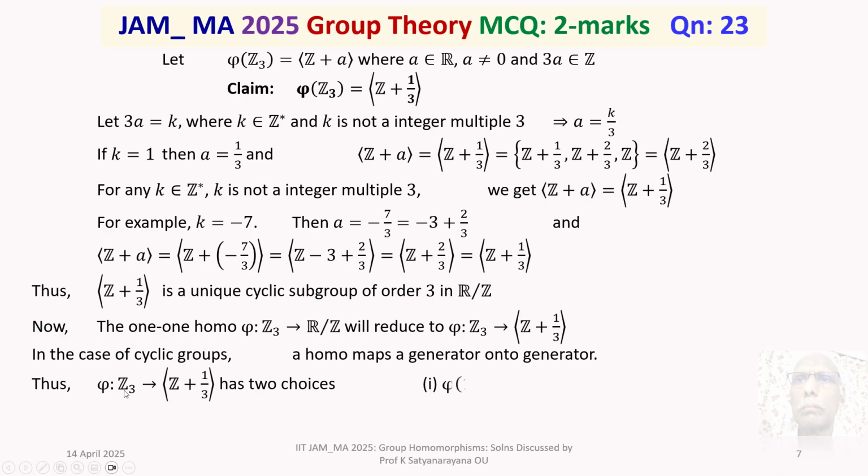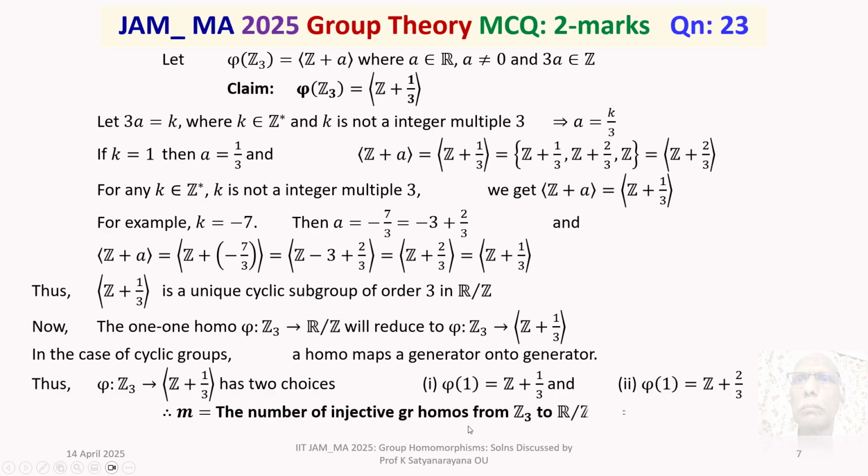Thus phi from Z3 to the group generated by Z plus 1 by 3, a one-to-one homomorphism, we have already one-to-oneness, has two choices. That is, 1 mapping to Z plus 1 by 3, or 1 mapping to Z plus 2 by 3. Thus we have two injective homomorphisms. So M, the number of injective group homomorphisms from Z3 to R by Z, is equal to 2.